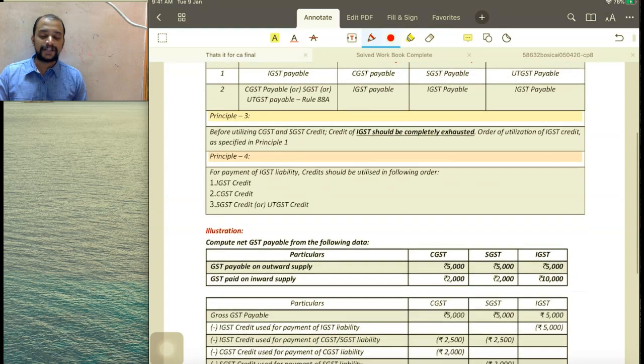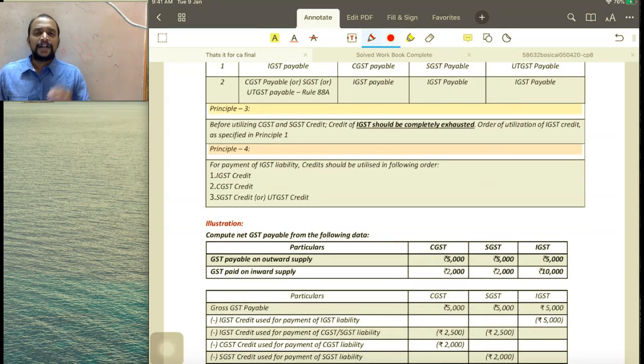Now we are proceeding to principle 3. What is that principle 3? Before using CGST credit and SGST credit, ensure that IGST credit is exhausted. So you have some IGST credit, some CGST credit and SGST credit. Now you have to pay CGST liability. Before touching CGST credit for payment of CGST liability, exhaust IGST credit. So IGST credit should have become 0, and only then can you touch the next credit, that is CGST or SGST credit. That is principle number 3.